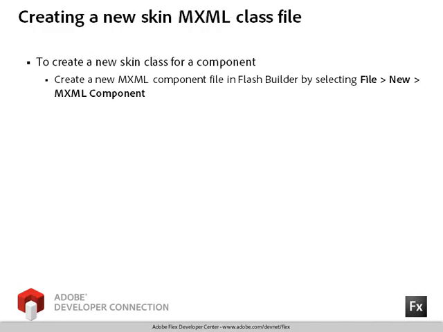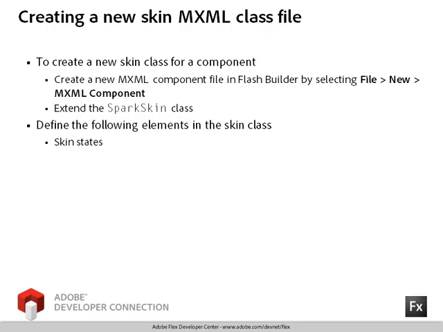You create a skin class by creating an MXML file that extends the Spark skin class. You first define all the states of a skin. By default, you will define a normal and disabled state, but you can create multiple states for your skin. You will learn how to create a skin for multiple button states in a later video. Next, you define a metadata tag block, which defines the host component directive. This property declares what type of component this skin will be applied to.